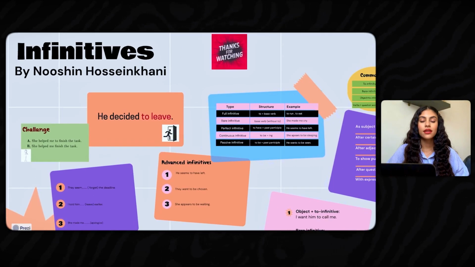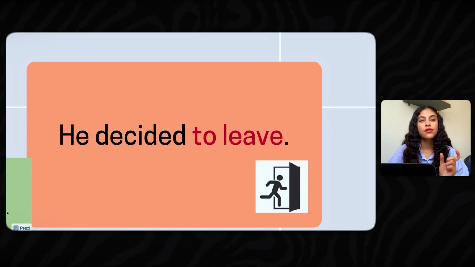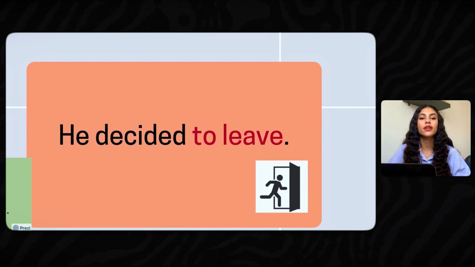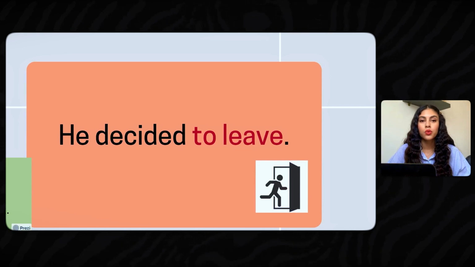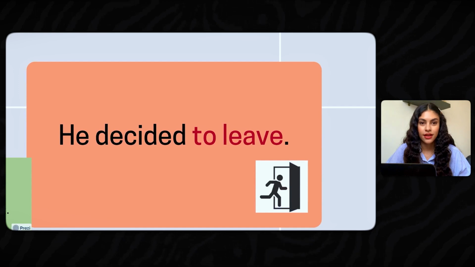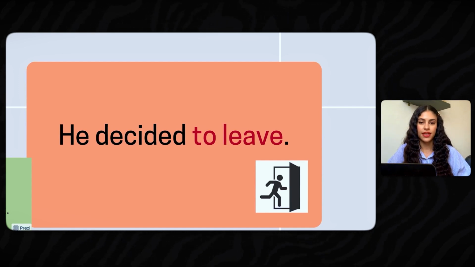Okay, so take a look at this sentence here. She decided to leave. That little phrase "to leave" is called an infinitive. But why do we use it here? And what other forms can it take? Let's start by looking at some different types of infinitives.